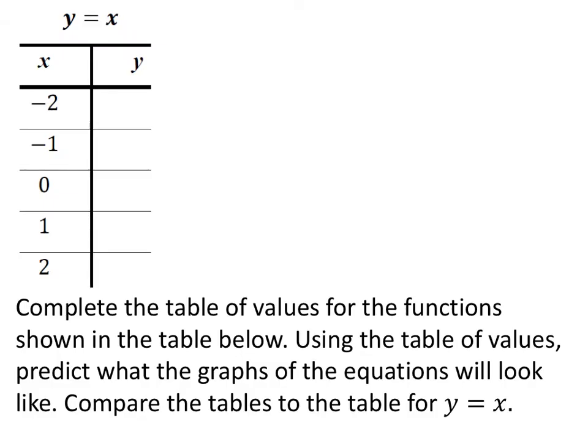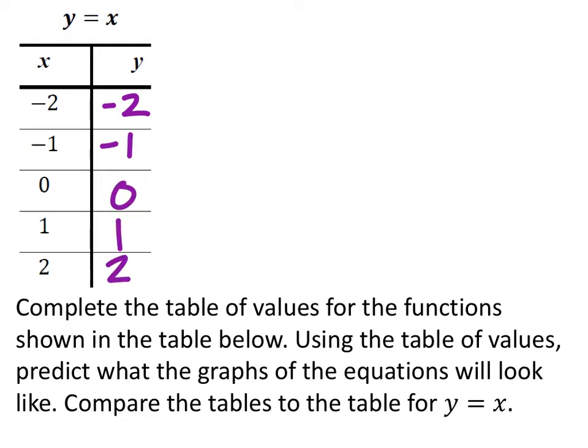All right, complete the table of values for the functions shown in the table below. Using the table of values, predict what the graphs of the equations will look like. Compare the tables to the table for y equals x. So, where y equals x, we just take the x value, and y is the same thing. So they've got negative 2, negative 1, 0, 1, and 2.